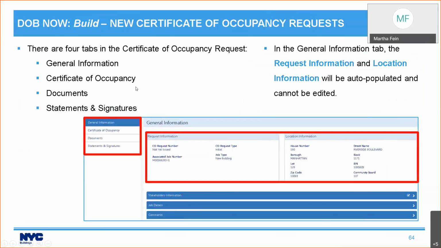Once you get into the request, there are 4 tabs: General Information, Certificate of Occupancy, Documents, and Statements and Signatures. In the General Information tab, you'll see the request information and the location information. Those both are auto-populated from BIS and cannot be edited.